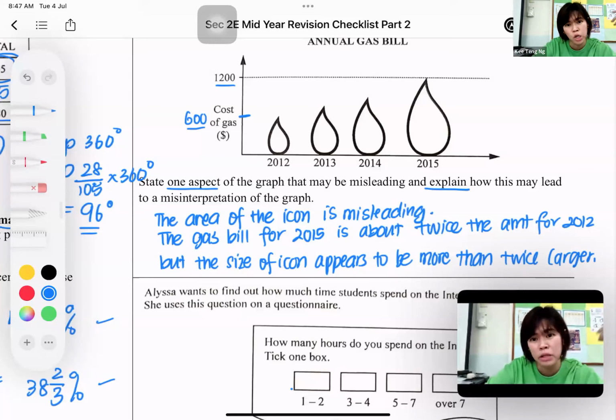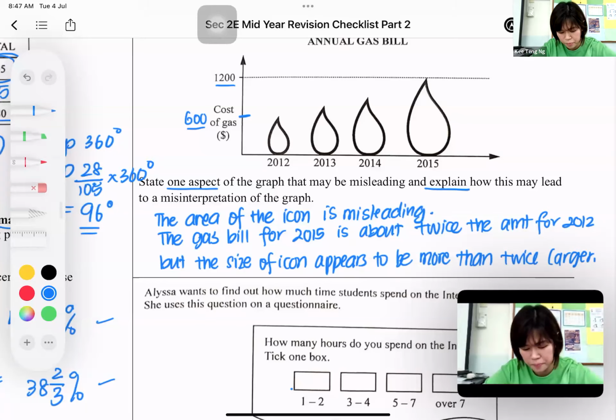So what is a better choice of icon? You can stack up the number of the gas icons and make it like a pictogram instead, right?